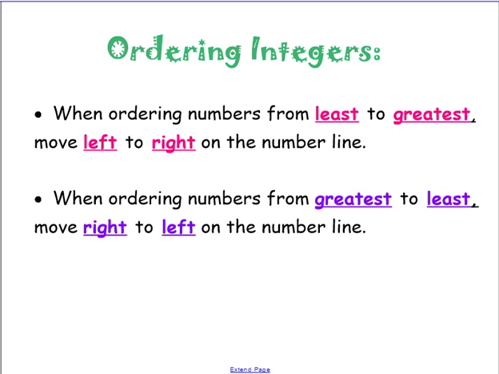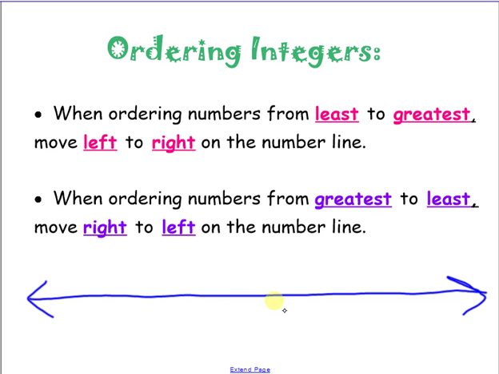Now let's talk about ordering integers. So ordering is just as it sounds. We're putting them in order. But there's two different ways to put them in order. And so here's my number line once again, so I can show you what these words mean. Here's my 0. Okay, so let me put some numbers on here. Let's do that, and let's do this and this. Okay, so I have a couple numbers on my number line.